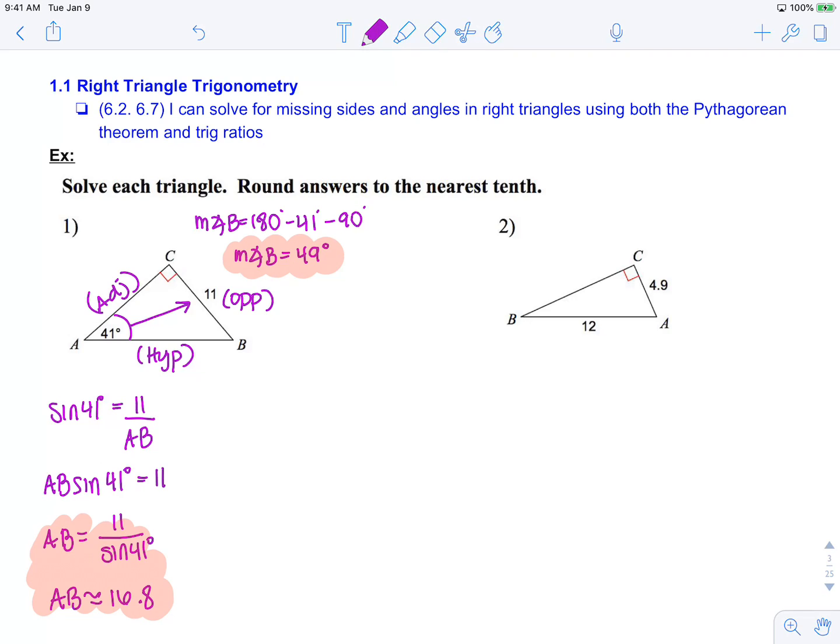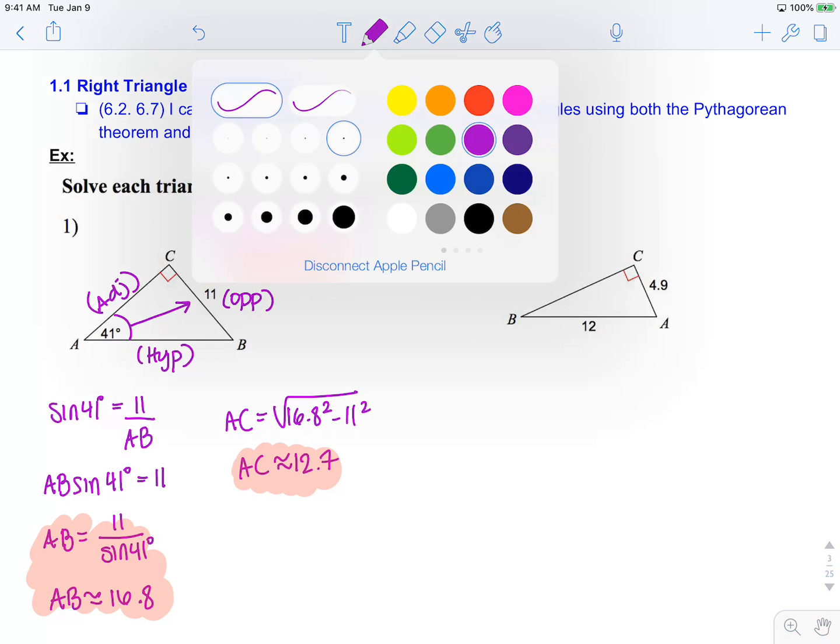So now in order to find that third side, I'm going to go ahead and use the Pythagorean theorem. AC is the square root of 16.8 squared minus 11 squared. So AC, using my calculator, is approximately 12.7. So we have solved this triangle. Let's go ahead and move on to number 2 in this same video.